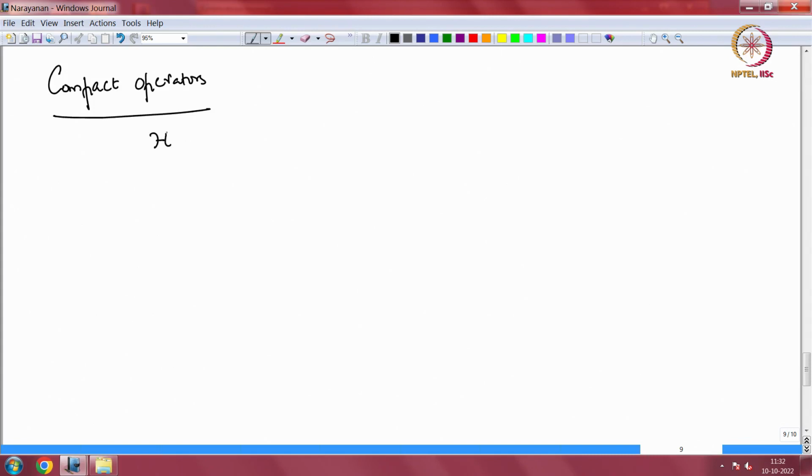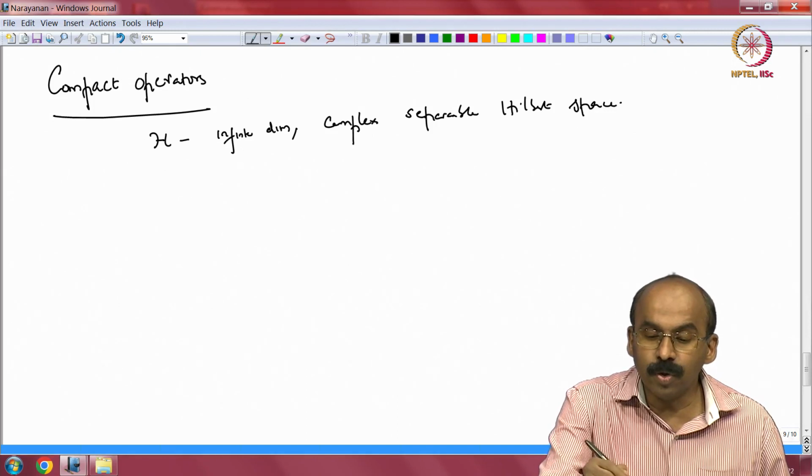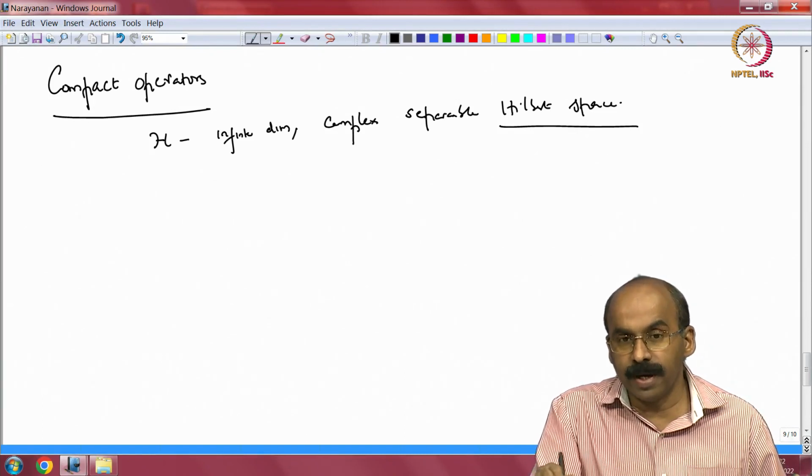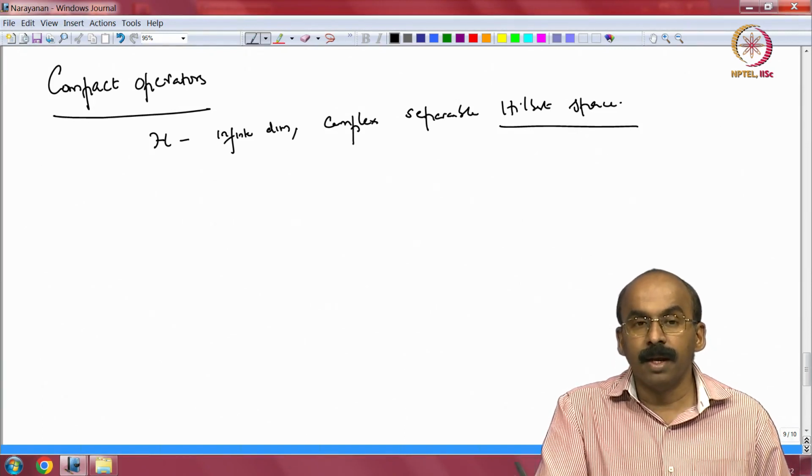The script H is always going to be an infinite dimensional complex separable Hilbert space. Many things I say will be true for real Hilbert spaces, non-separable Hilbert spaces and all that, but we will not be bothering about any of that. Whenever I say Hilbert space, it is going to be a complex separable Hilbert space. It may be infinite dimensional or finite dimensional, but it is always a complex separable Hilbert space.